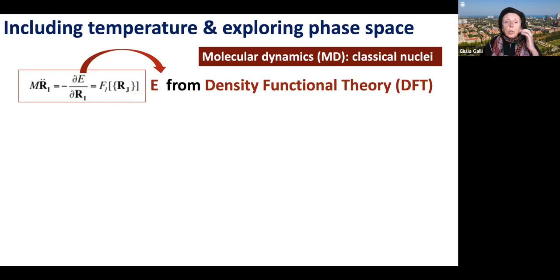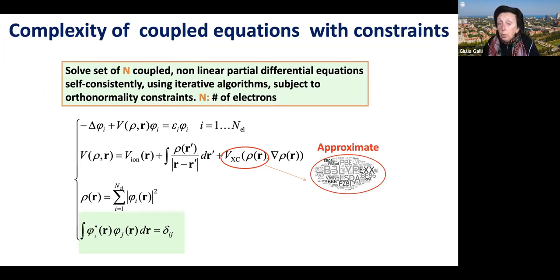So if you want to include temperature effects, and you want to explore, for example, the phase space of a material, well, you can start by coupling DFT with molecular dynamics. So you solve F equals ma. You need to know the force F acting on the nuclei in your solid, and you compute it from density functional theory. This E, capital E there, is a total energy that you actually get by solving those equations.